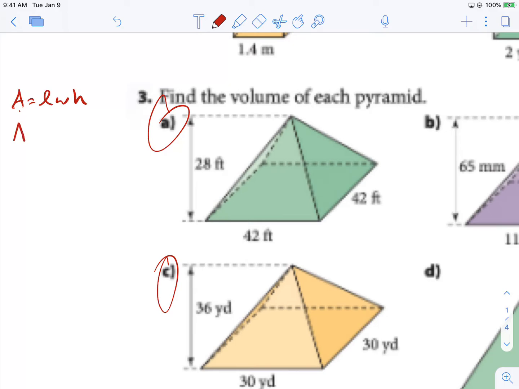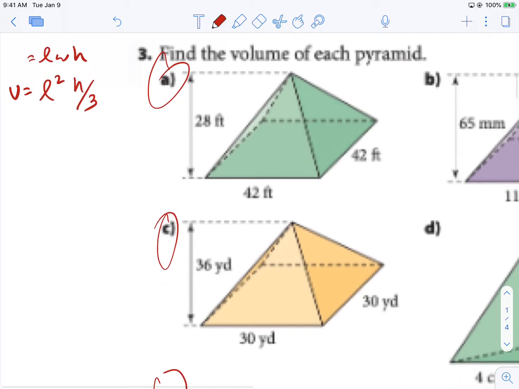So for volume and not area, our volume is going to be our length squared times our height over 3. So we'll use that formula instead. So for that, we're going to have our 42 squared times our height, which is 28, divided by 3. And it's a good thing that you're going to be allowed to take a look at your formulas, because there's a whole bunch of them that we have in this lesson.